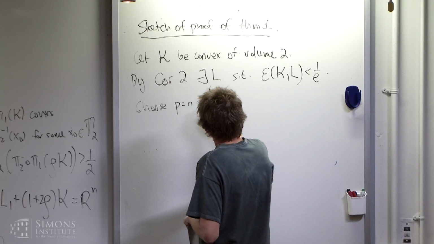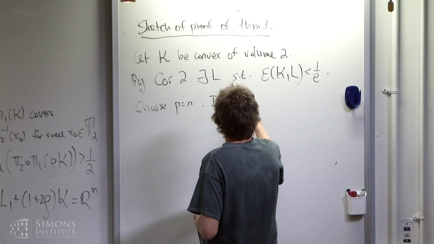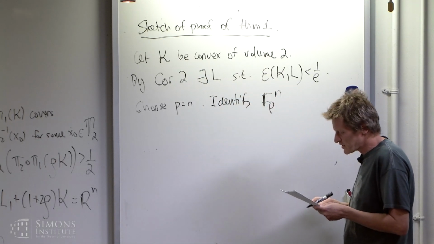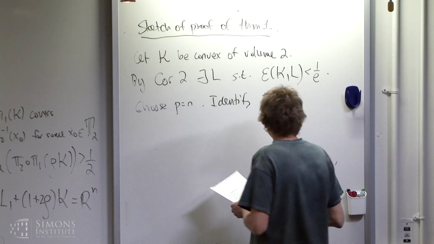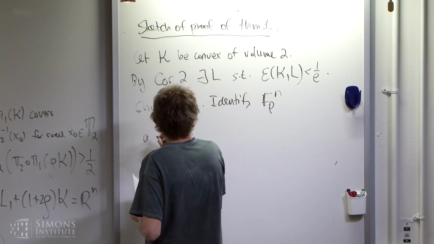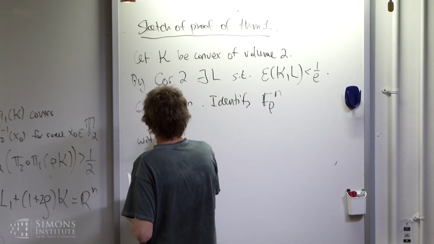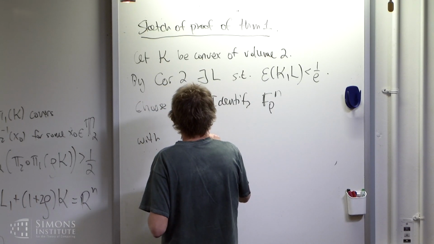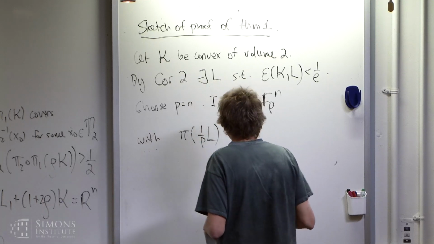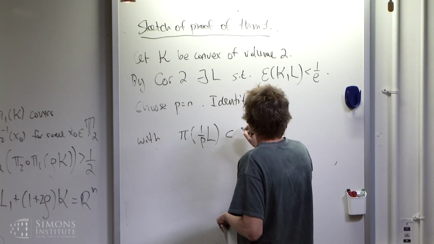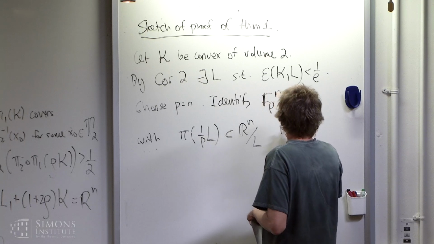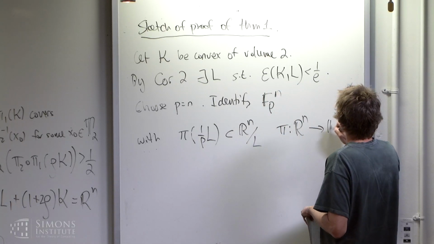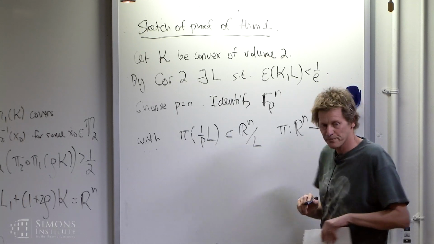And think of the vector space, the discrete vector space, F_p to the n, as the projection of 1 over p times L, and this lives in R^n over L. So pi is the projection from R^n to R^n over L.